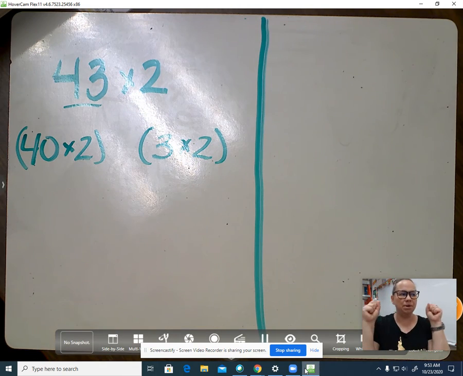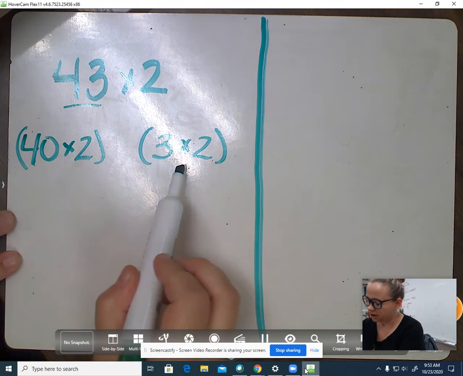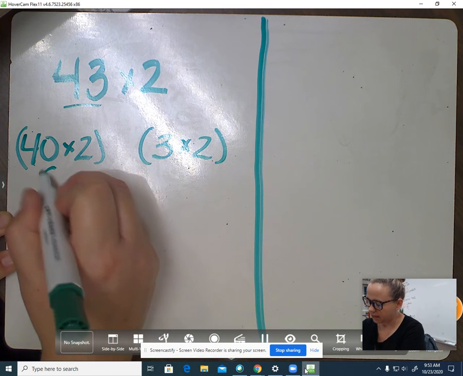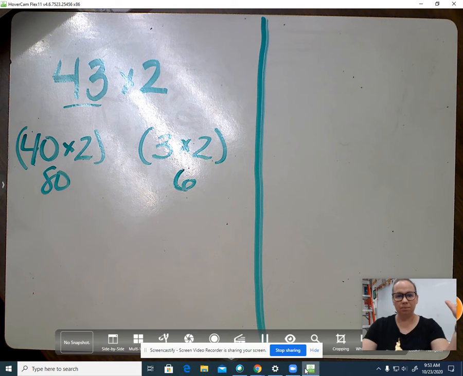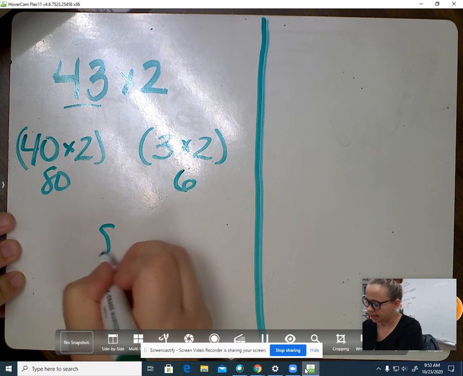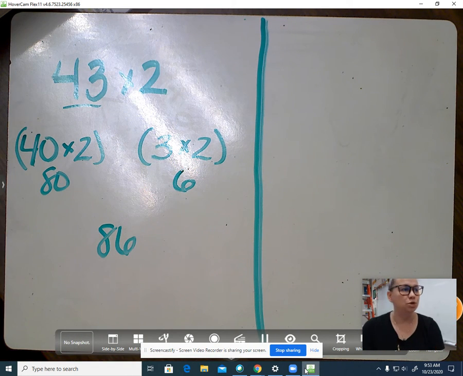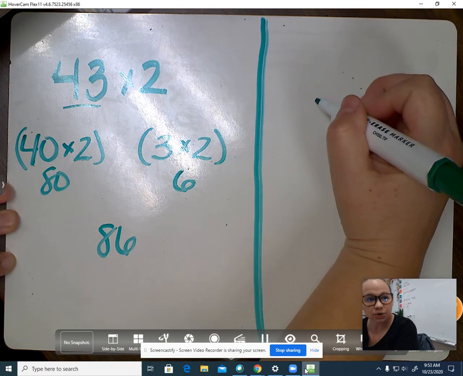So we took the number, we broke it apart, we put it back together. Remember that? Let's multiply 80 and 6, and we're going to put it back together. 80 plus 6 is 86. That was partial products last week. This week we're going to do the algorithm. And let me show you how that works.